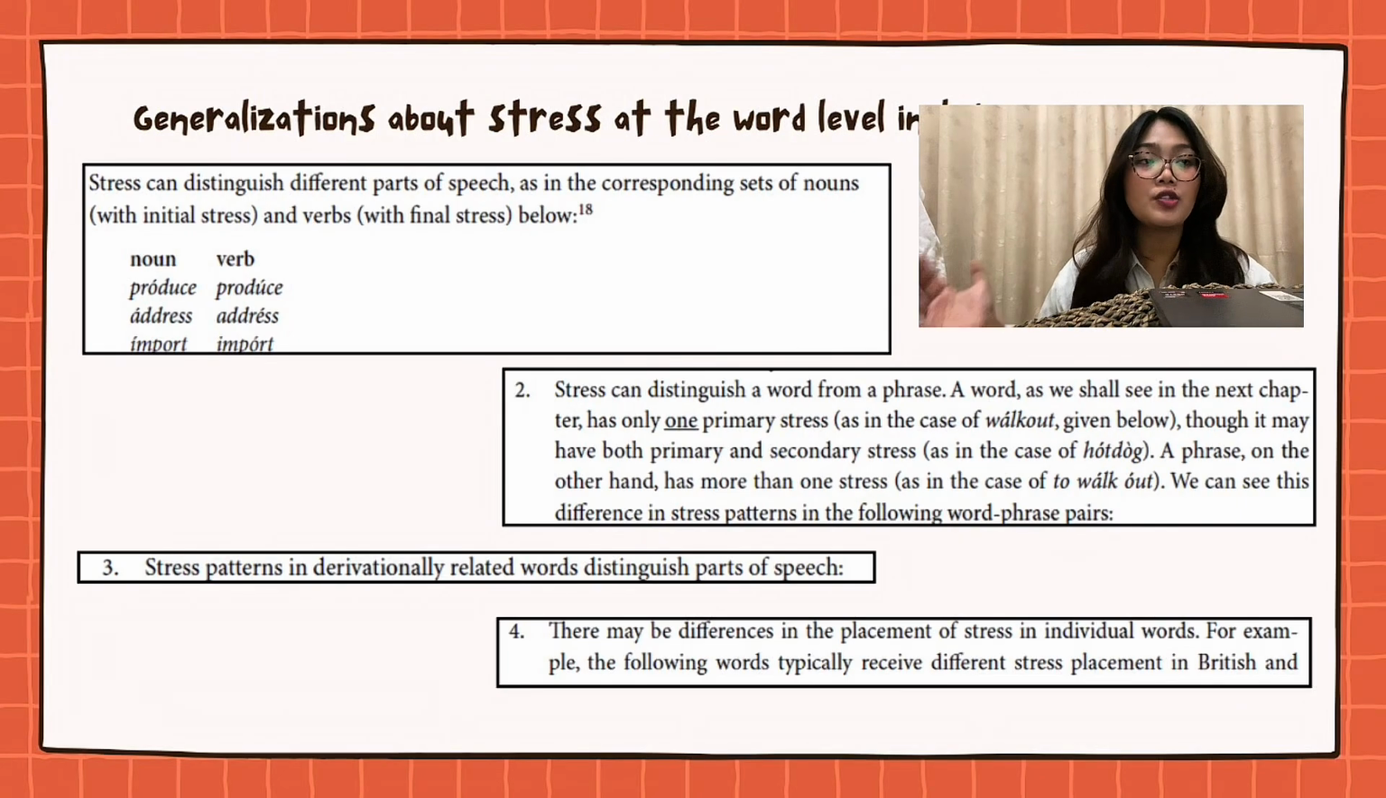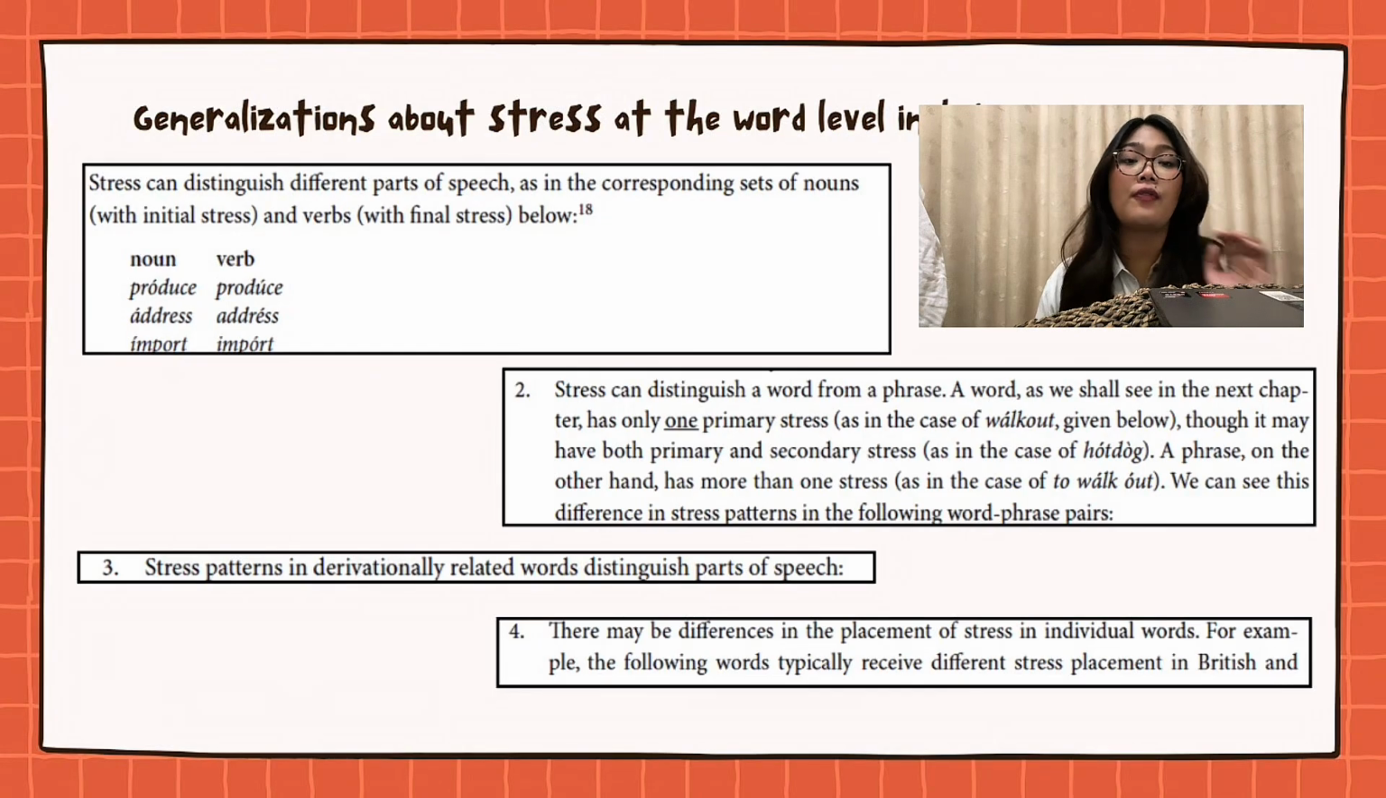Alright, second, stress can distinguish a word from a phrase. So let us see the word walkout. In the word, it will be pronounced as walkout. And then the phrase, which is walk out, will be like walk out.